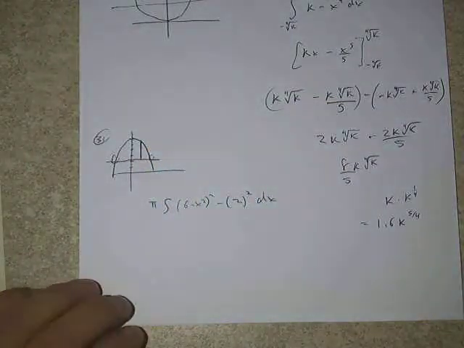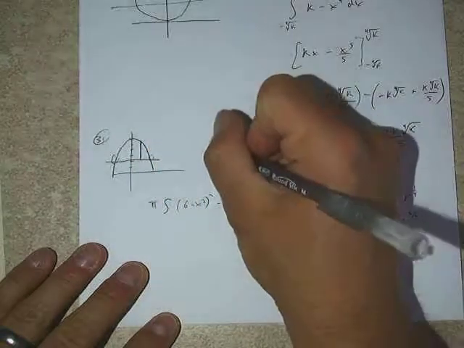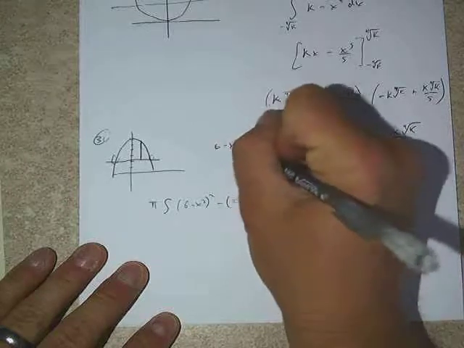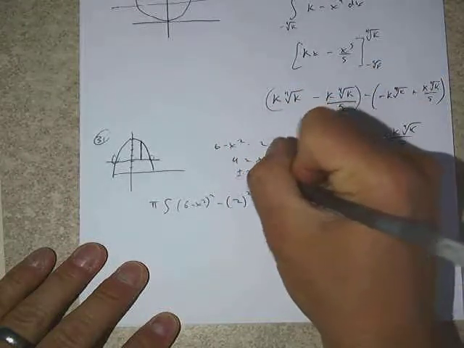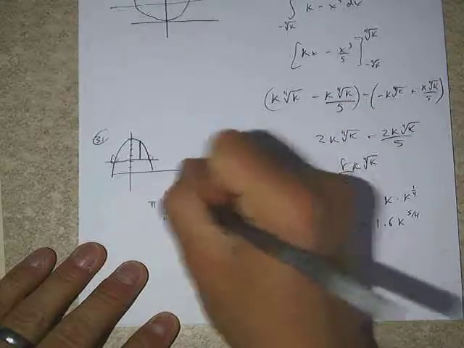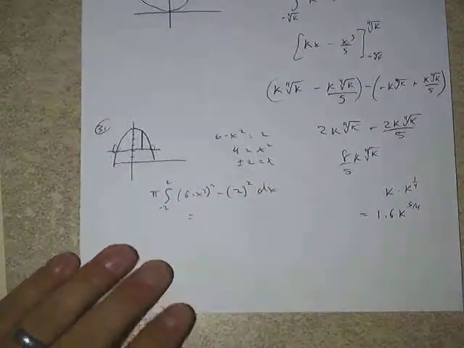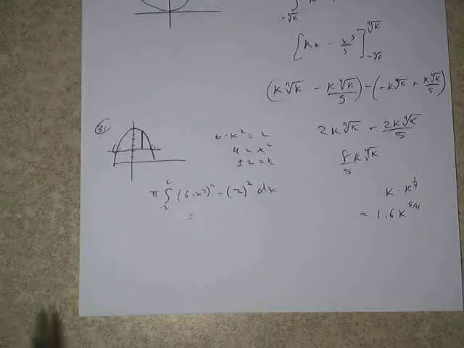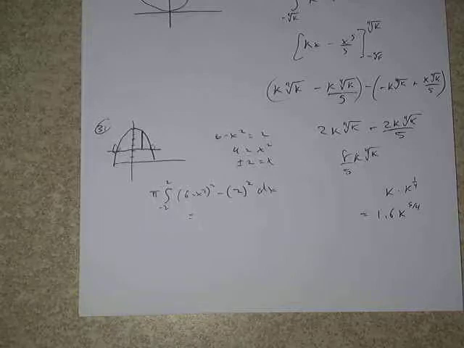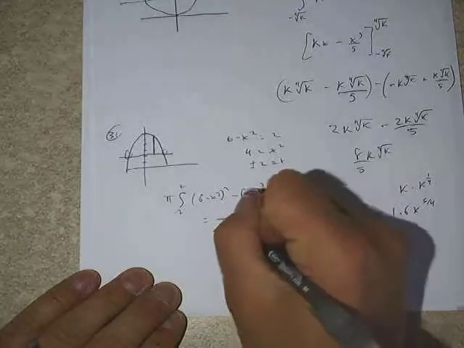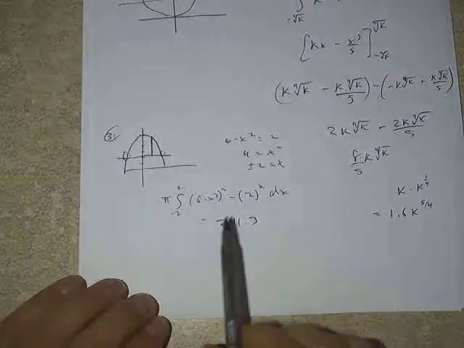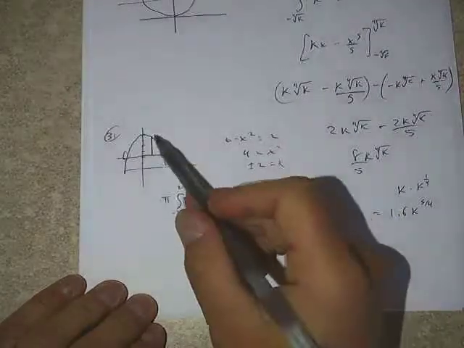And now the only other issue is, what about the limits here? The limits here are going to be the intersections of these two. So if I set 6 minus x squared equal to 2, I get 4 equals x squared. So plus and minus 2 would be our x's. And once we get that washer set up correctly, then just calculate from there. It looks like I said E. It should turn out to be 241.3.